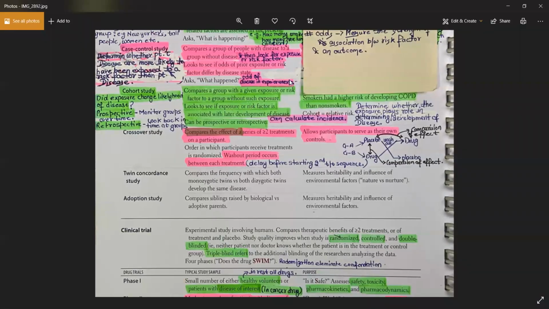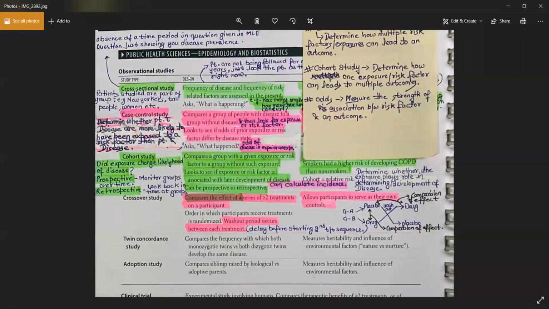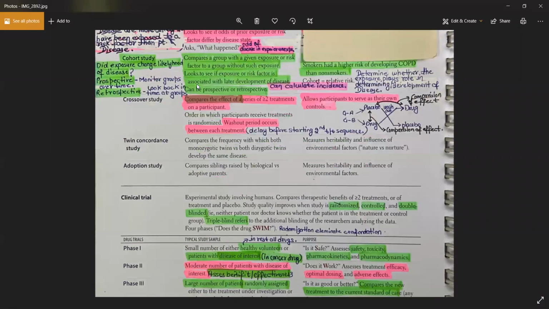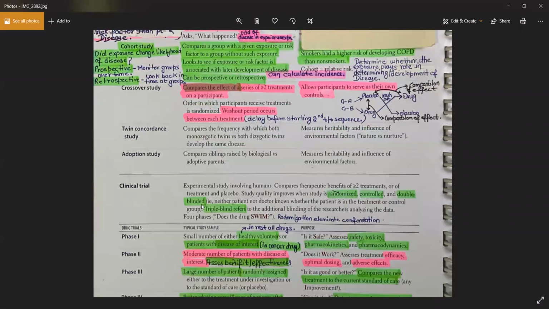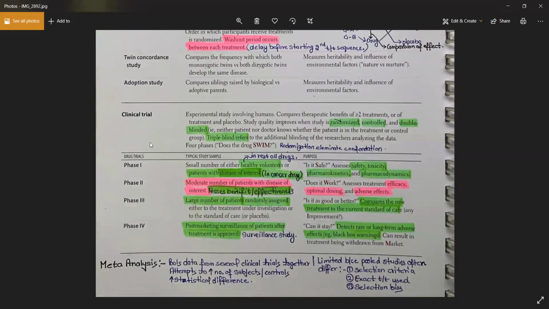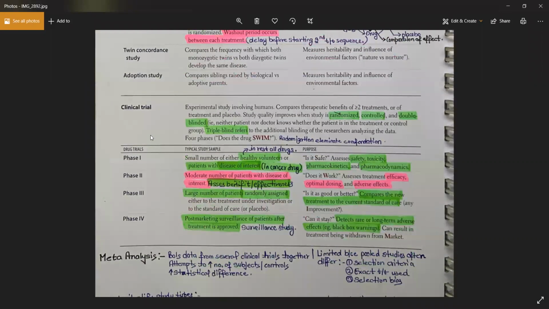Okay, so there are two types of studies: observational studies and experimental studies. We're going to skip the observational studies for now and go to the experimental studies. One of the experimental studies is the clinical trial. Whenever a certain drug comes into the market, before it comes into the market, it always needs to go through these 4 phases. Now we're going to discuss these 4 phases.